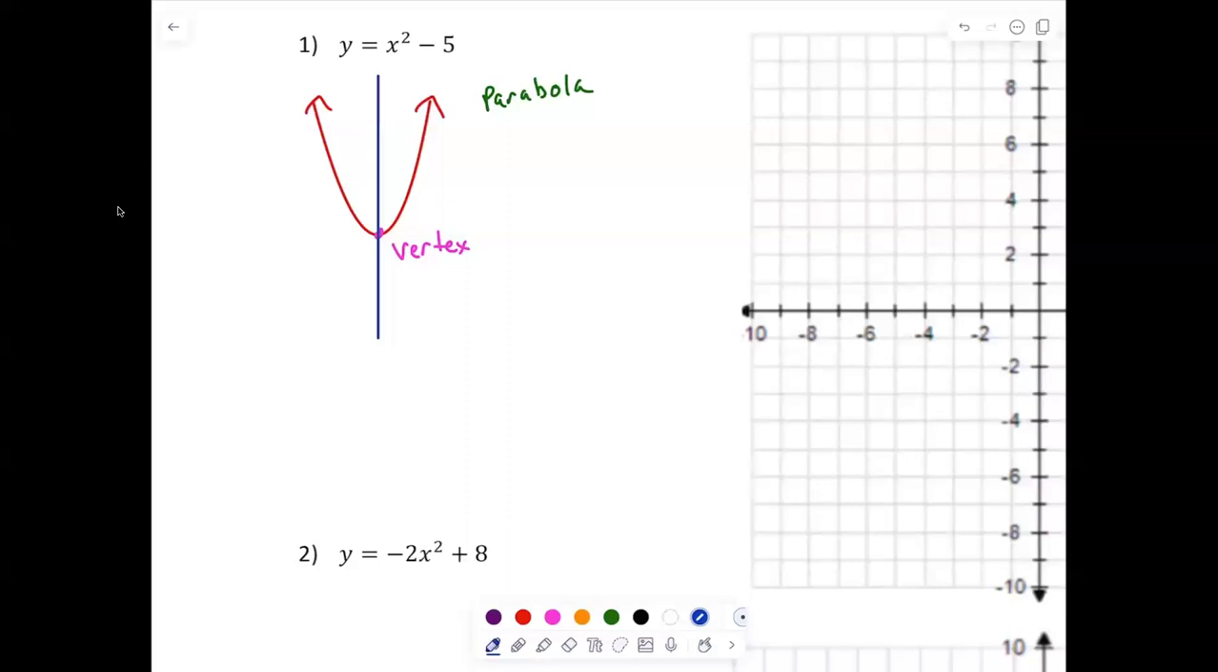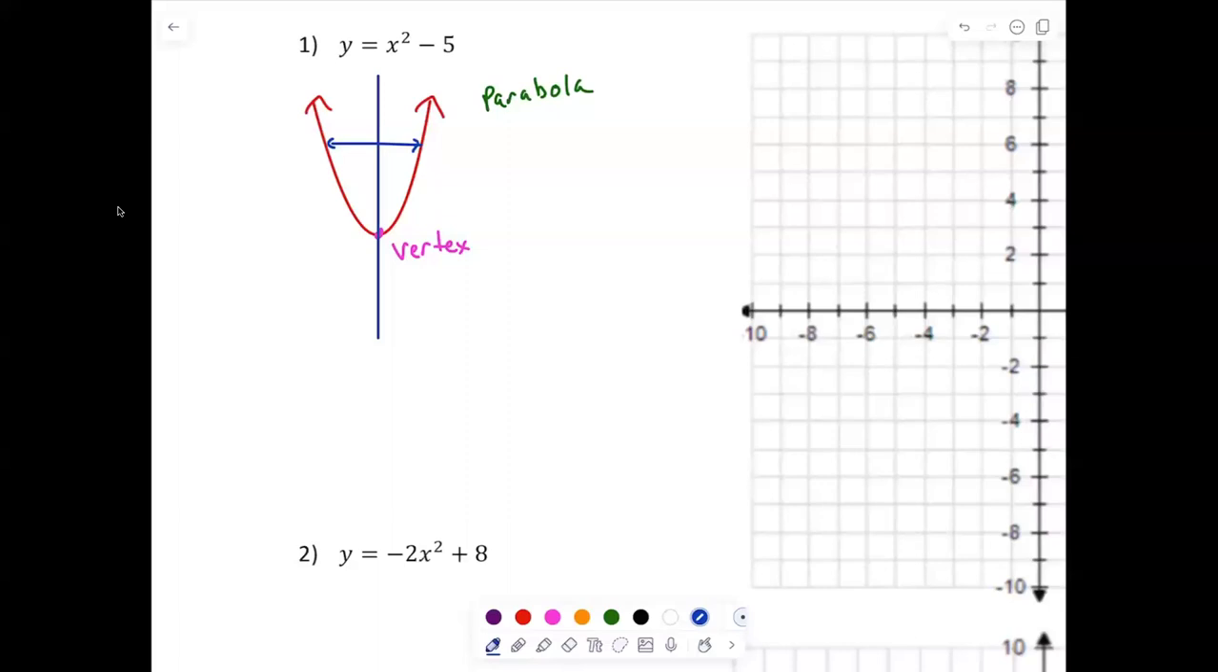Exactly, right? This distance from here to here is exactly the same as the distance from here to here. All right. So if you're on the right side of the parabola, the distance from the axis of symmetry will give you the other point on the other side of the axis.